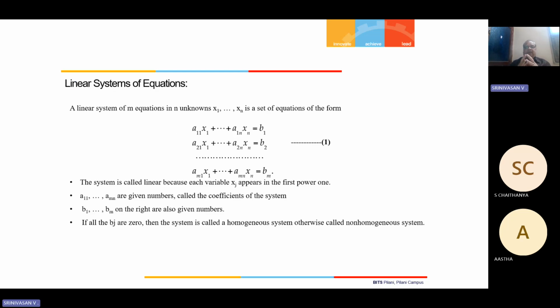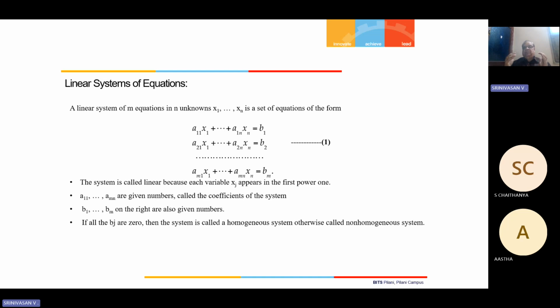So again, as you are much familiar with, but still, as we are going to find the solution of linear equations, a system of linear equations, we will have to again start with a recap of how we write it in general. A linear system of m equations in n unknowns, say x1, x2, ..., xn, is a set of equations of the form, you know very well, a11 x1 plus a12 x2 plus etc. plus a1n xn equal to b1.